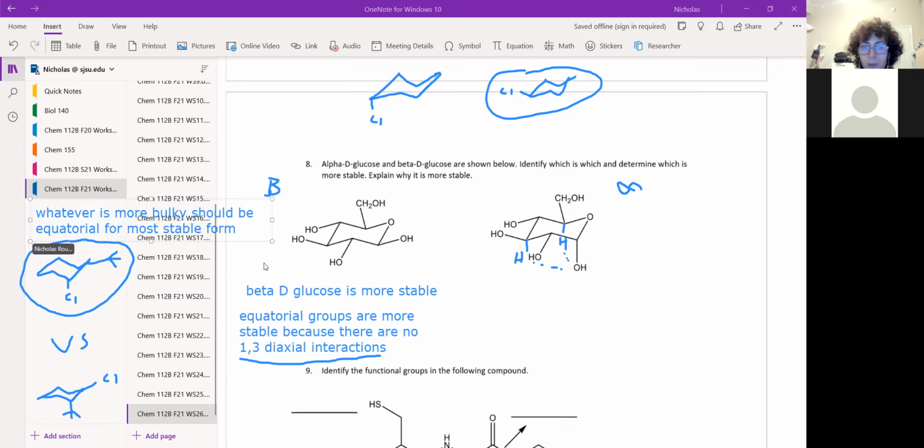So it could also be with an ethyl group versus a methyl group, then you would want the ethyl group to be equatorial. So just remember, it might not be tert butyl, it could be anything, but whatever is larger, that's what you want equatorial.